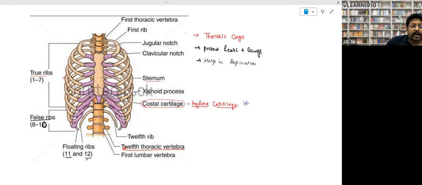Rib number 11 and 12 are called floating ribs. Why? Because they keep on floating. They do not get connected with the sternum. What is their function? The function of the 11th and 12th ribs is to protect the kidney. Right? Tell me if you have any doubt.